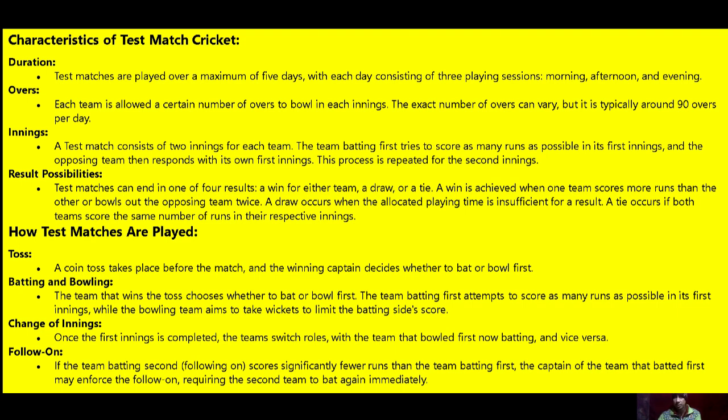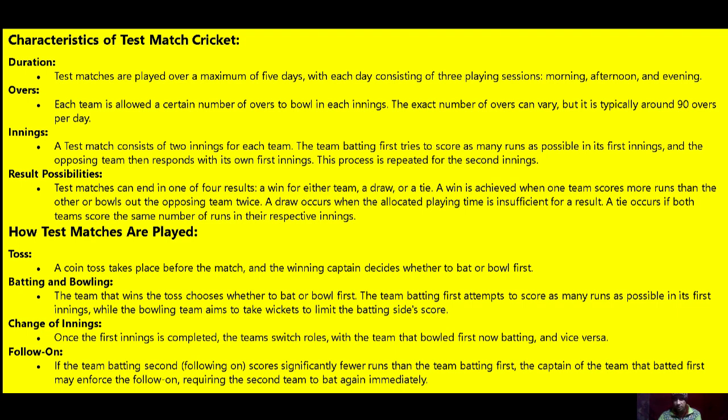So next topic is how test matches are played. First is toss. A coin toss takes place before the match and the winning captain decides whether he wants to bowl or bat first. Batting and bowling. The team that wins the toss chooses whether to bat or bowl first. The team batting first attempts to score as many runs as possible in its first innings, while the bowling team aims to take wickets to limit the batting side's score.